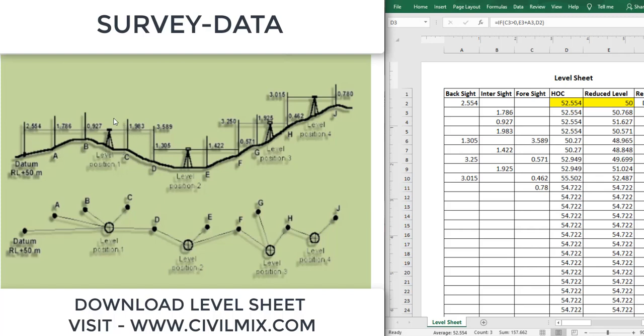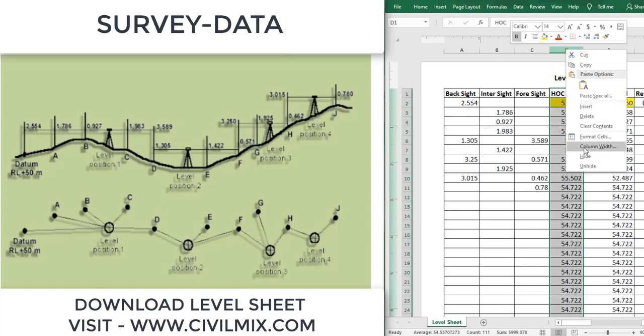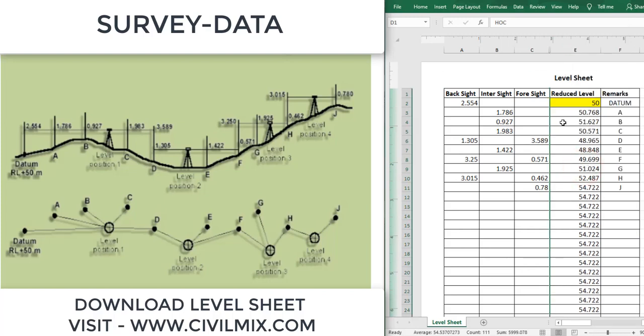Height of collimations are the same for datum, A, B, C. D, E, height of collimations are the same. F, G, height of collimations are the same. But I don't want this column, so I am going to hide that.